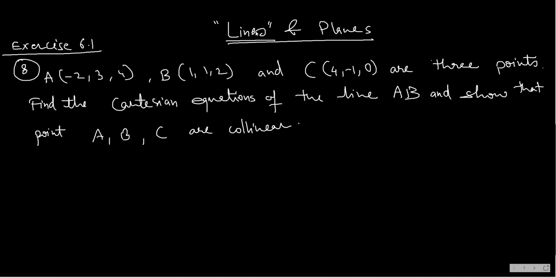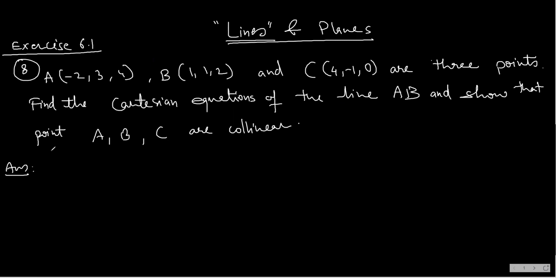Of the line AB. Okay, now when they say line AB, we will take points A and B, and show that points A, B, C are collinear. So that is the next part of the question. First, we have to find the Cartesian equations of line AB. So see, how do we begin?